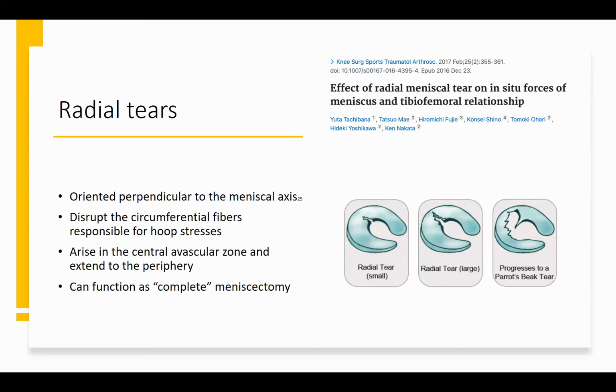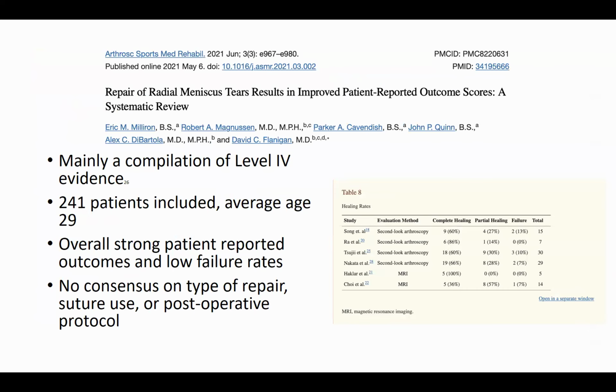Furthermore, even for smaller tears that fail conservative management, partial meniscectomy might not be the best option. Goyle and Chen in separate analyses demonstrated that repair can improve the meniscal interface and prevent tear propagation, while also mitigating the effects of increased tibiofemoral contact stresses that may result after partial meniscectomy. Furthermore, Millerone published a recent meta-analysis on specifically radial tears in a young population.